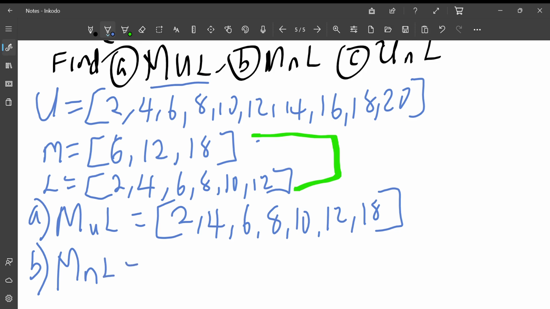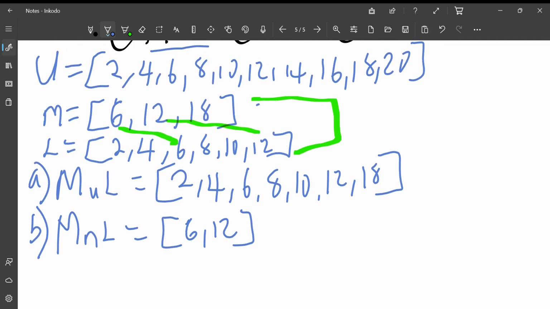That's union. Then for intersection, M intersection L, intersection is very easy. Look at the two of them. What do they have in common? Are there any elements of the sets that they both have? I can see that they both have 6 and 12. I can see 6 this way, up and down. I can also see 12. That's the only numbers they have in common. So it means that the members of this set will be only 6 and 12. That's the answer.